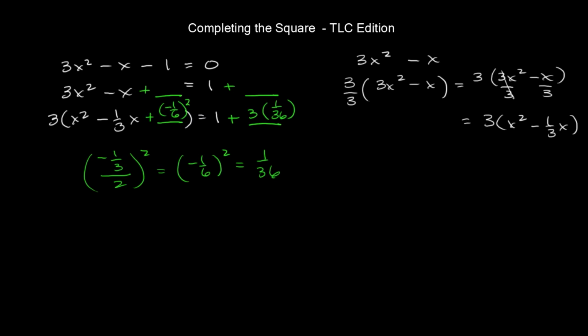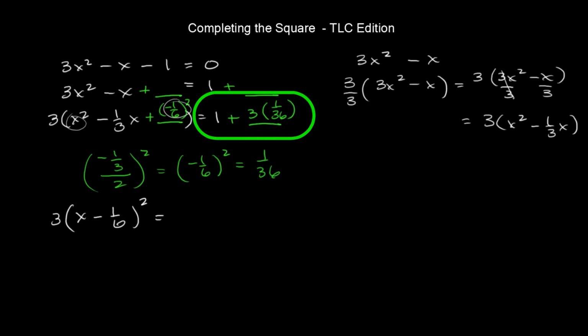Then we're going to do what we did before, which is just bring everything down. So we have the 3, set up our parentheses with the square, and we're going to bring down our x and our negative 1/6. Equals sign gets brought down, and then we simplify the right.